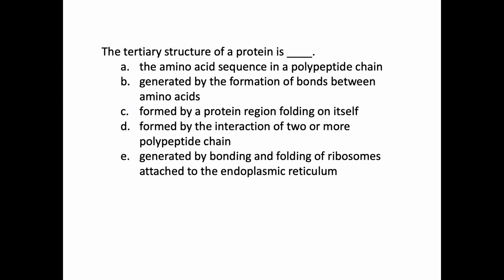Let's see this one. The tertiary structure of a protein is what? You can take a look. B is the correct answer. A refers to the primary structure, because it describes amino acids in a polypeptide chain, right? C is not an accurate description. Tertiary structure is not limited to a protein region, and sometimes it needs a chaperone to help folding. D refers to quaternary structure, and E is apparently not correct. So the only correct answer is B.